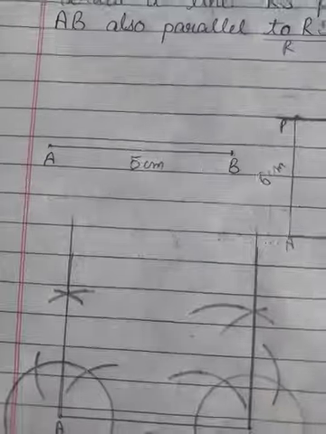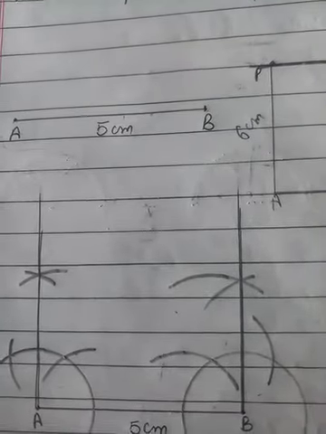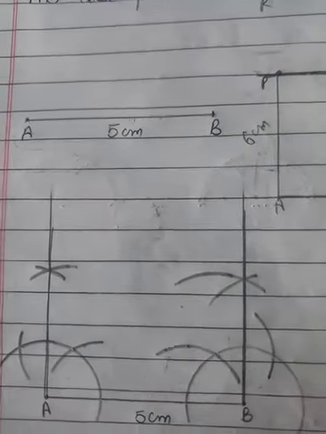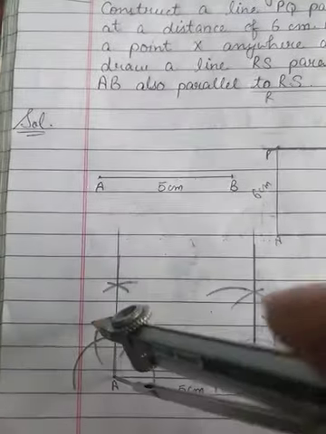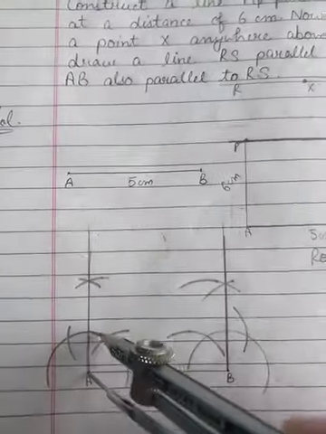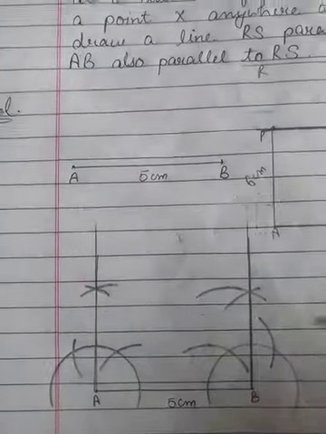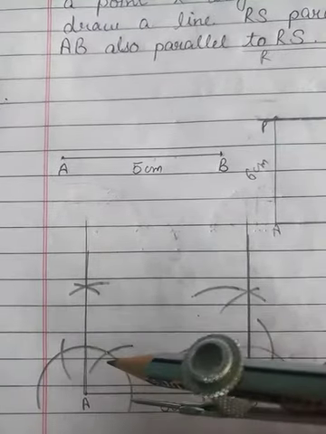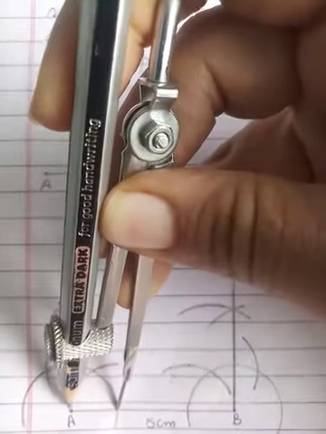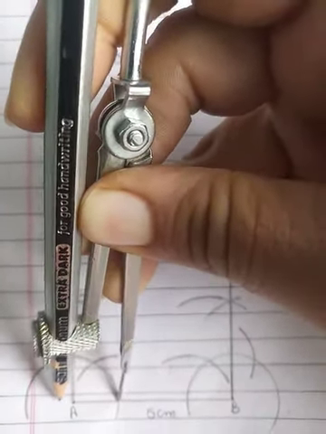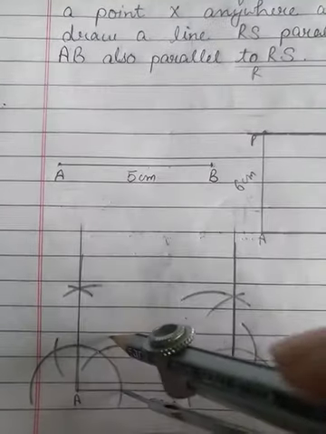For this, first of all we have taken the compass. We have marked an arc on point A with any radius. After marking the arc, we open the compass more than half of this distance, means more than half of this one distance. Then we have marked one more arc like this over here.